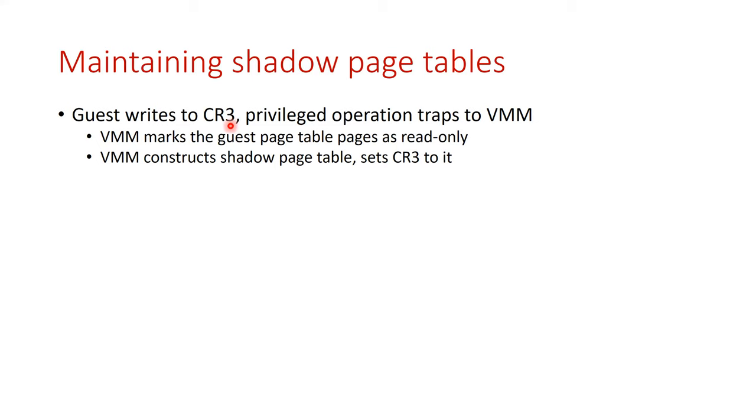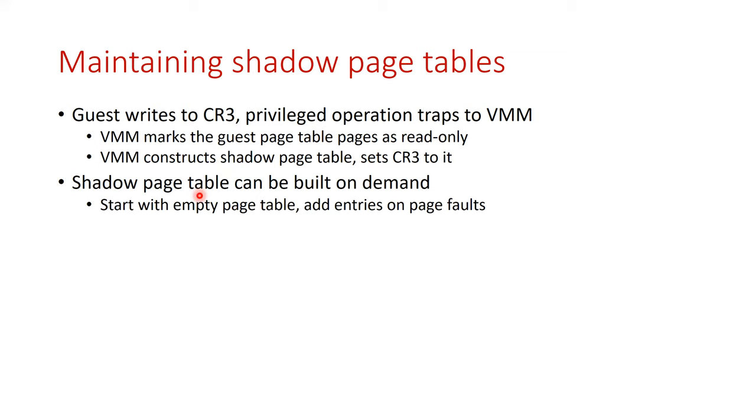Now, this shadow page table can be built on demand. You don't have to translate the entire guest page table to create the shadow. Instead, you can only translate a few entries, or you can even start with an empty page table. And what happens if a page table is empty? A memory access will cause a page fault. So when a certain address X causes a page fault, then you go to the guest page table, host page table, create the shadow page table entry and continue. That is, you can build the shadow page table on demand.